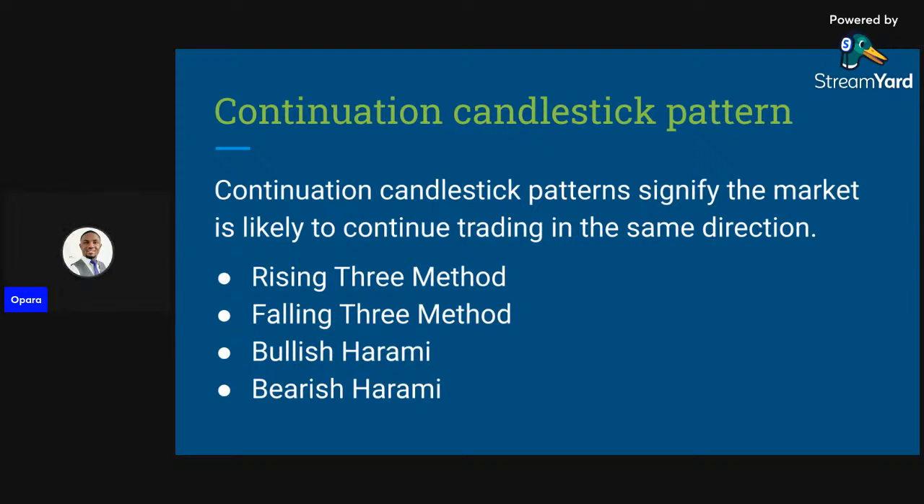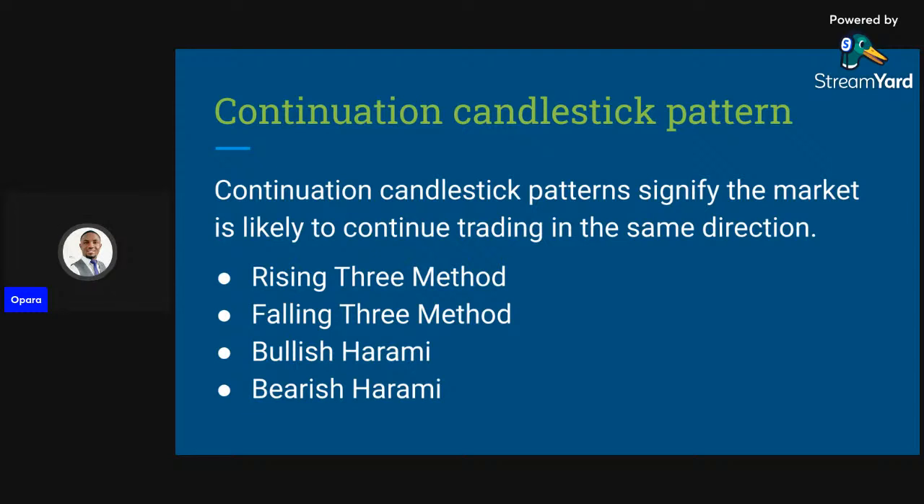We have the rising three methods. These are candlesticks that always occur in threes, that's why they say the rising three methods. This mostly happens in the bull market, when the trend is upward. Then we have the falling three methods. This always happens when the price is going downward.